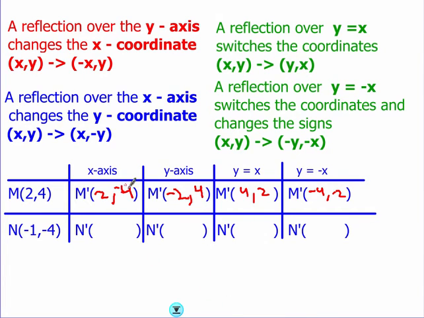So now that you've tried it, let's go ahead and do this. If I'm going to reflect (negative 1, negative 4) over the x-axis, that becomes (negative 1, positive 4). Over the y-axis, I get (positive 1, negative 4). Over y equals x, I get (negative 4, negative 1). And over y equals negative x, I get (4, 1). There we go. So let's look at some more examples.